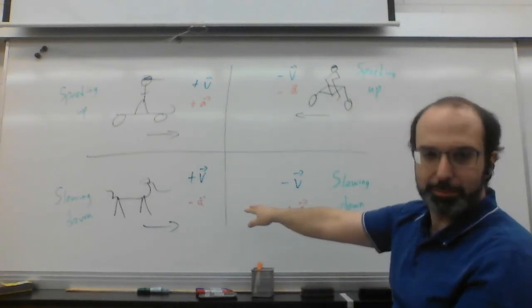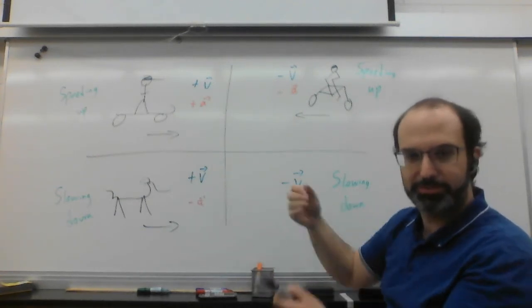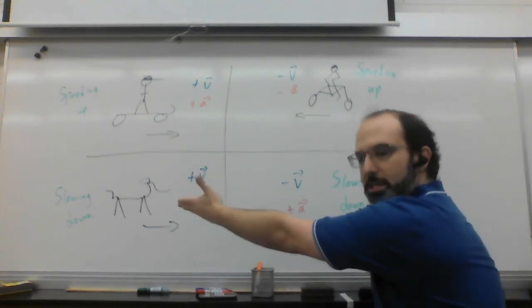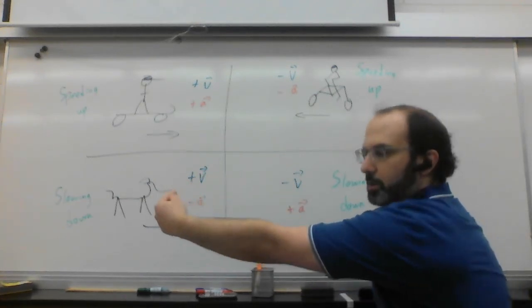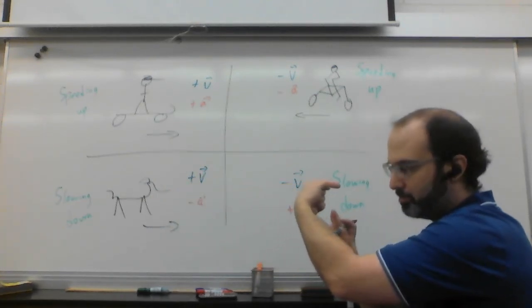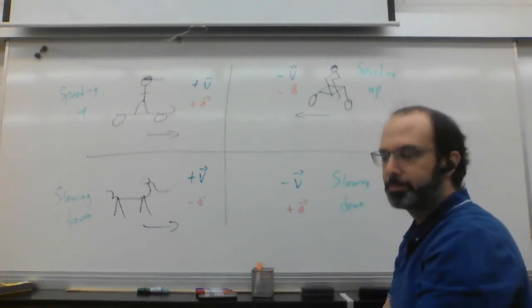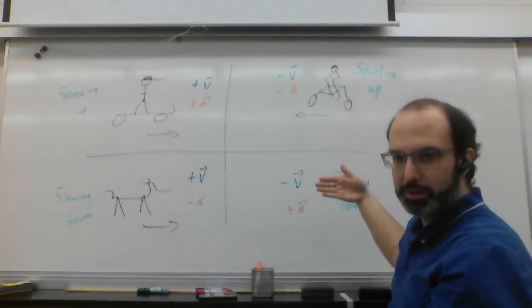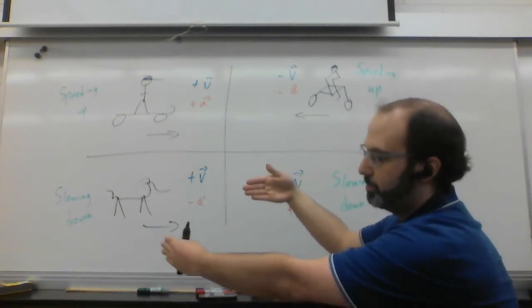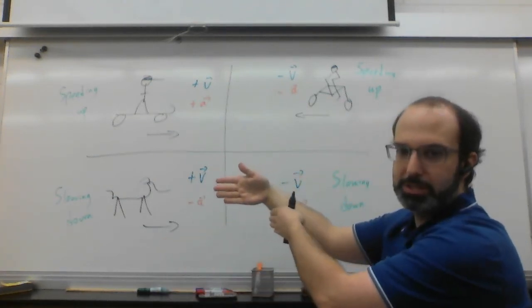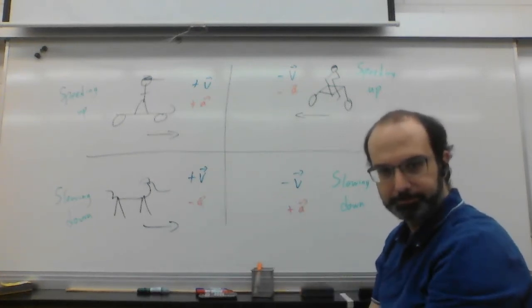Down here, we get the opposite. Down here, the acceleration and the velocity are fighting each other. In this case here, the velocity is trying to go this way, and the acceleration is putting the brakes on, trying to make it go backwards, trying to slow it down to stop. And here we get the same thing. I'm trying to go this way, but the acceleration is pushing back against me, forcing me to get slower and slower and slower until I stop.